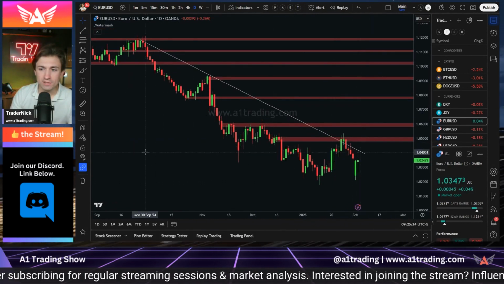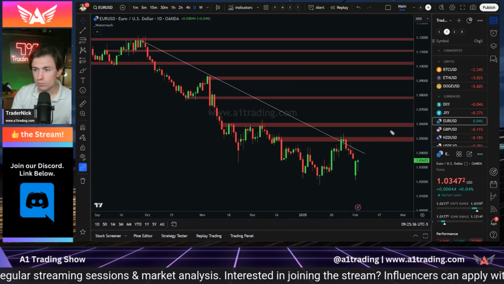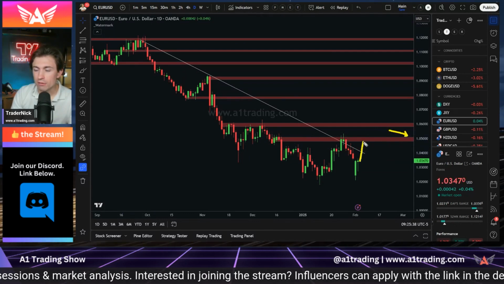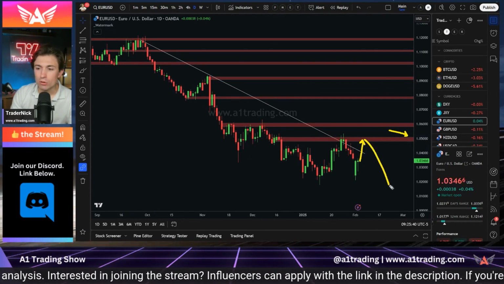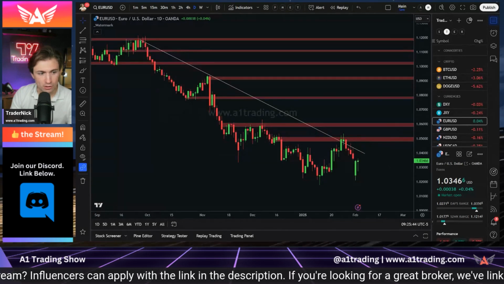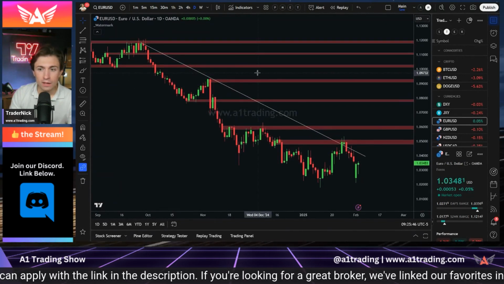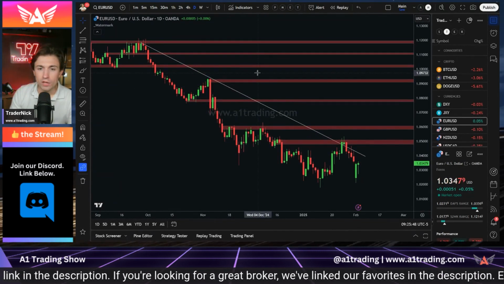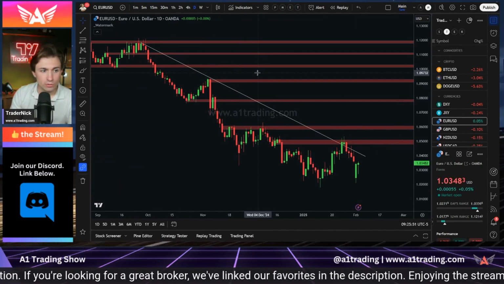But for me personally, I see more clear resistance at this 1.05. If we do get a rally up into that area from these oversold levels, I do think that there is more downside for the euro. That would be a trade idea that I like on the euro US dollar.